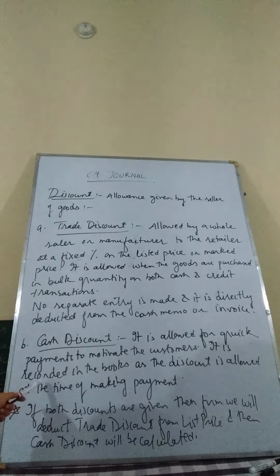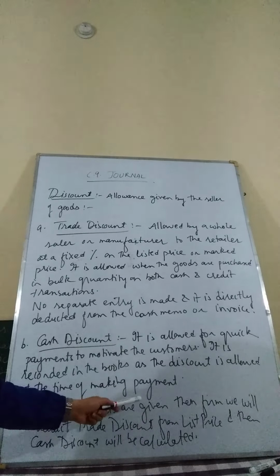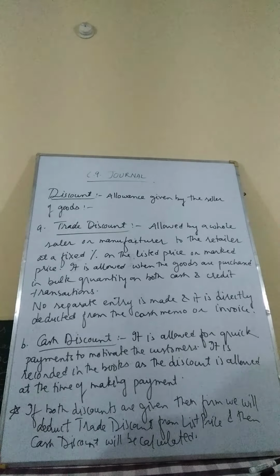motivate the customers. It is recorded in the books as a discount is allowed at the time of making payments. This type of discount will be recorded in the journal entry as it is to be allowed at the time of receiving payments. So our record has to be maintained about it, and it is generally allowed to the ultimate consumer, not to the traders. It is allowed to the ultimate consumer which is going to use the commodity in order to prompt him, in order to motivate him to make quick payments.